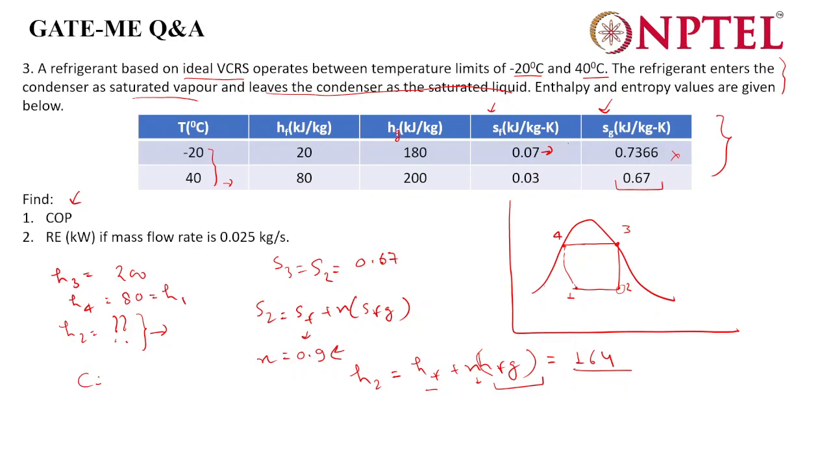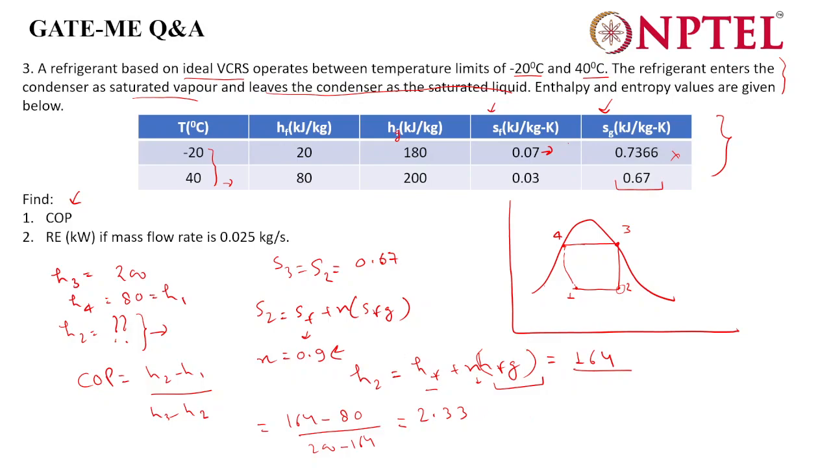Okay. So what would be the COP? H2 minus H1 divided by H3 minus H2. So 164 minus 80 divided by 200 minus 164. So how much are you getting from here? 2.33, sir. 2.33, yeah.